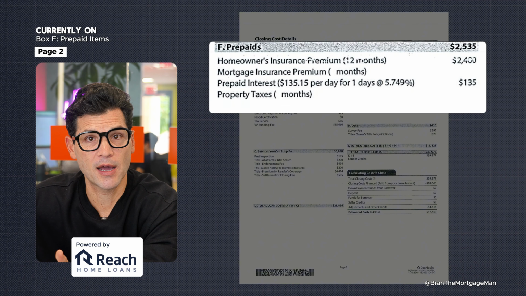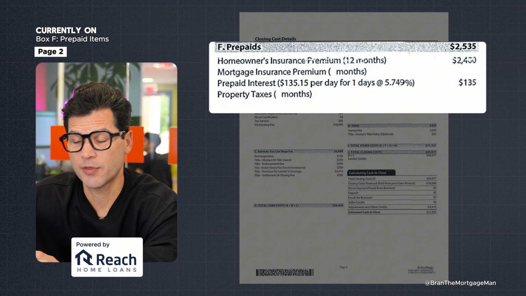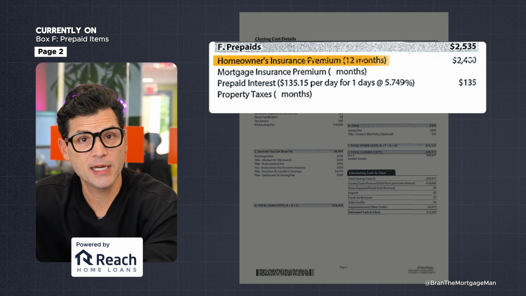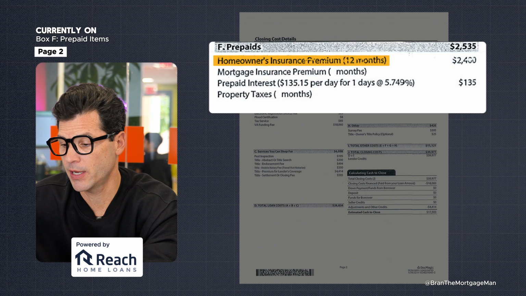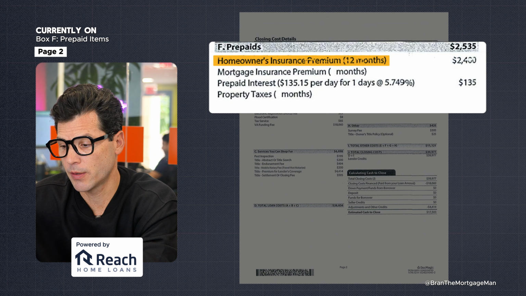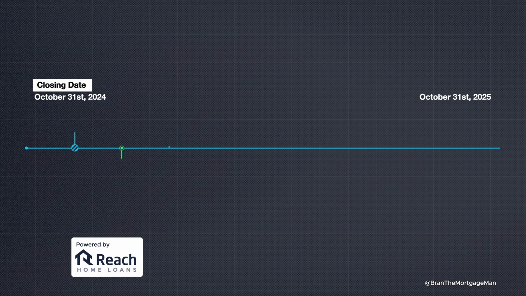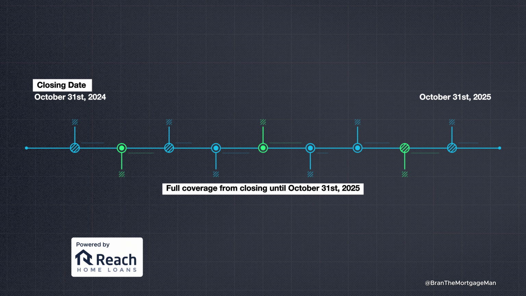Box F, prepaid items. So prepaid items are things that are paid in advance in full, right? So at closing, you need insurance in place on the property. You'll see it says homeowner's insurance premium, 12 months, $2,400. So at closing, you're going to pay your first year's homeowner's insurance premium in full. Let's just say that you're closing October 31st, 2024. You're going to pay that first year at closing, which covers you up until October 31st, 2025, right? So that's what you're paying for.